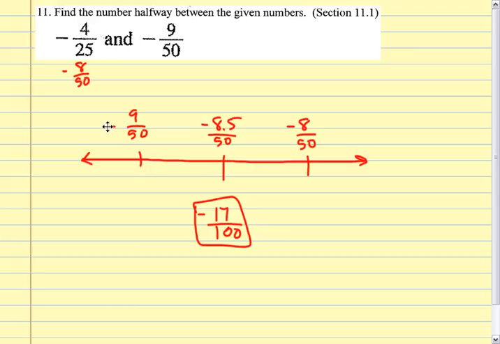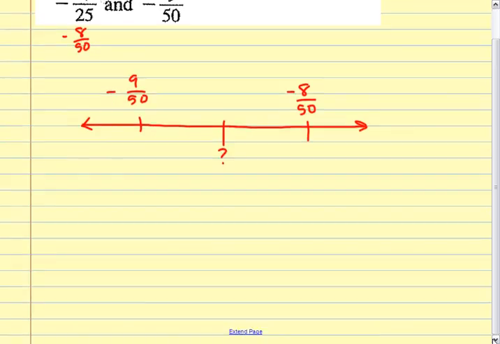Now, if it weren't so easy to see, here's what I would do. Let's get rid of that for the moment. I'm looking for this question mark. Okay? What I would do is I subtract the smaller from the larger. So that means I'm going to do -8/50 minus -9/50. Okay? Well, that is going to become a plus. So the difference between these two is 1/50.